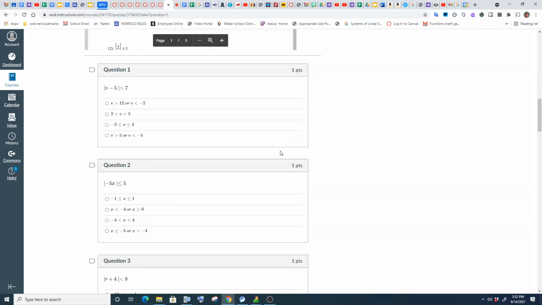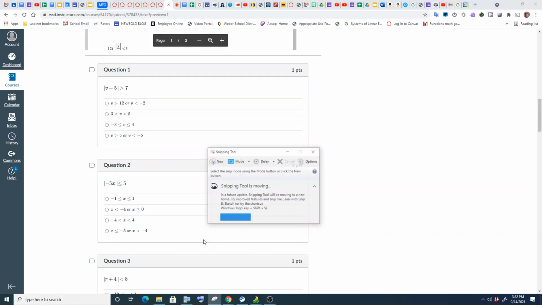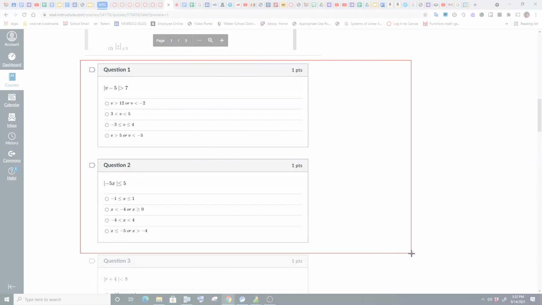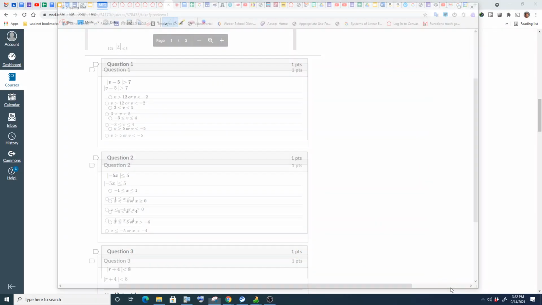Thanks for being here. So we're just going to be looking at a few of these solving absolute value inequalities just to get you going. And specifically number 1 and number 2, because they do have some little tricky things to them.